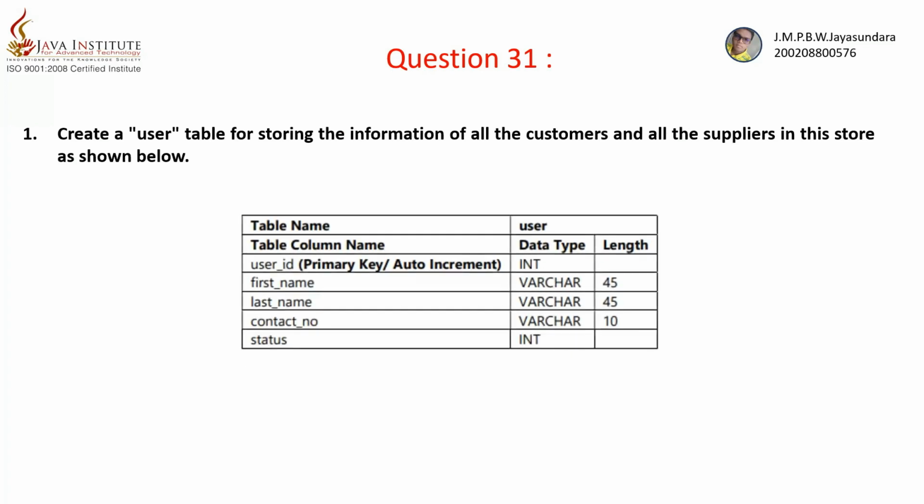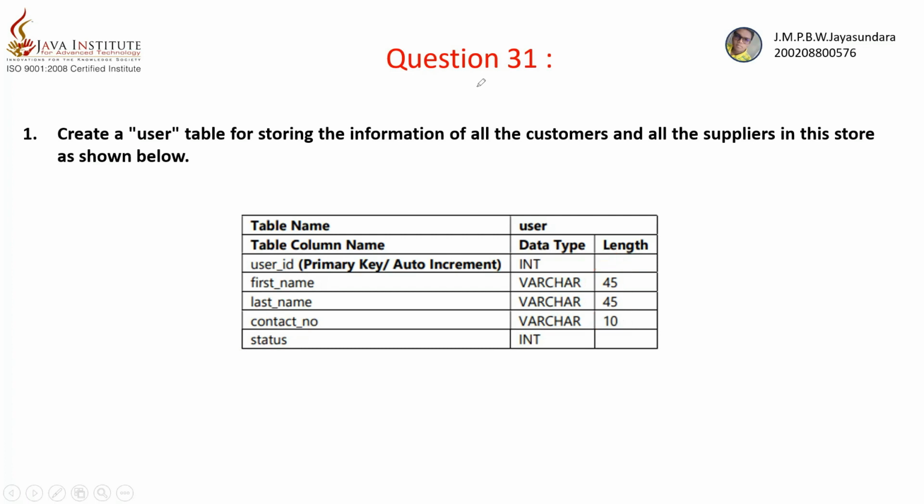The first question is to create a user table for storing the information of all the customers and all the suppliers in this store, as shown below. Here we have our table name as user and the relevant column names. The user ID column must be primary key and auto increment, and they have given us the relevant data types and data lengths here. So let's go and create an ER diagram.